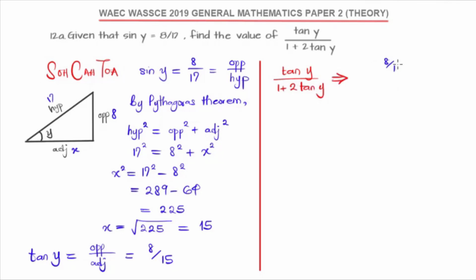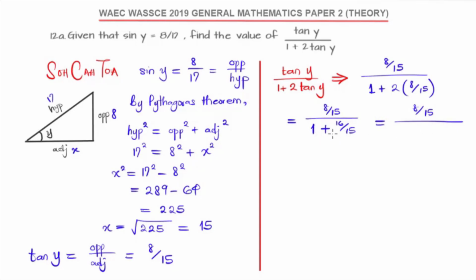So tan y over 1 plus 2 tan y will now amount to 8 over 15 divided by 1 plus 2 times 8 over 15. If we open up this bracket, this will give us 8 over 15 divided by 1 plus 2 times 8, which is 16 over 15. For the denominator, we can find the LCM, and we still have the numerator intact. So 1 plus 16 over 15, the LCM is 15, 1 times 15 is 15, and 15 plus the 16 that we are seeing there.